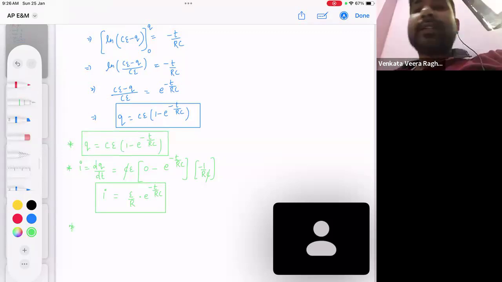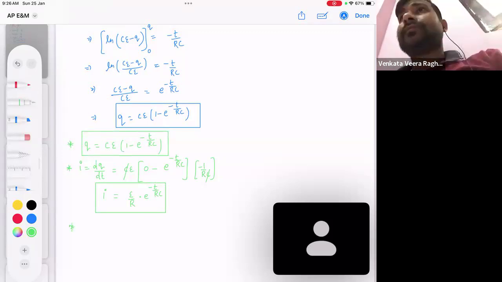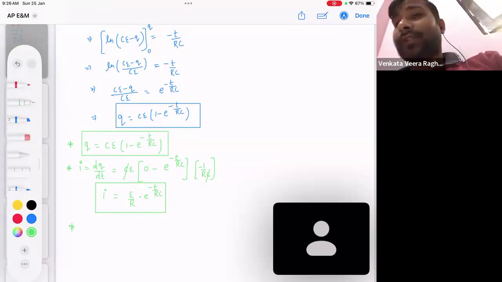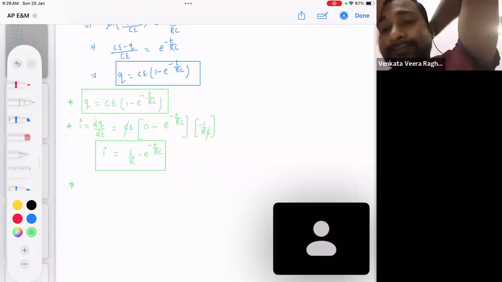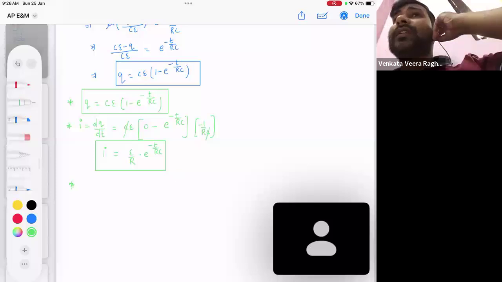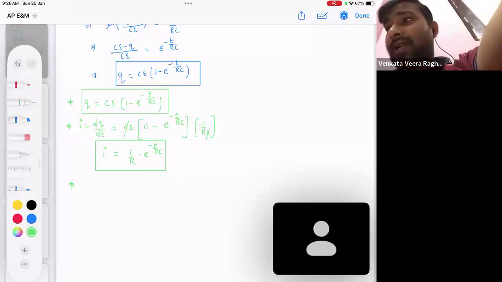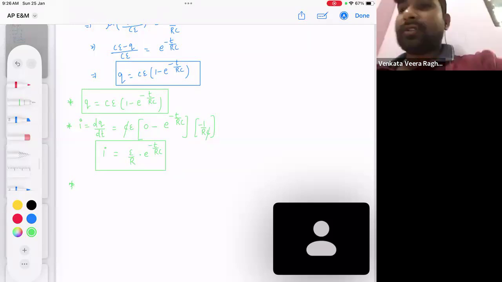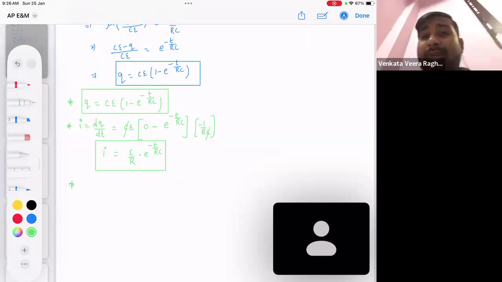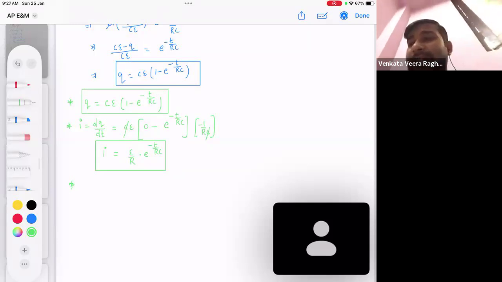Third thing, what is the voltage across the capacitor? Not the voltage across the resistor, because if you want the voltage across the resistor, you can just write I into R. But what about the voltage across the capacitor? The voltage across the capacitor, if you want, you should write it as charge by capacitance, isn't it?